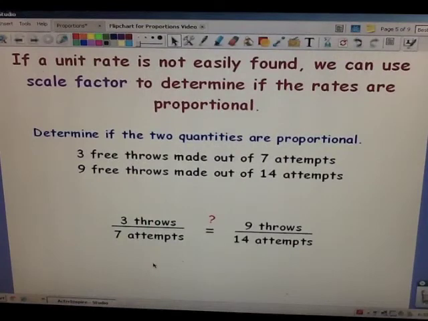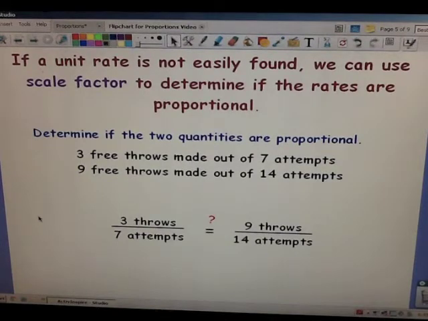If a unit rate is not easily found, we can use the scale factor to determine if the rates are proportional. So we have the rates 3 free throws made out of 7 attempts and 9 free throws made out of 14 attempts. We want to know if these two are proportional. Are they equivalent? So we've set them up. Each rate is set up in fraction form.